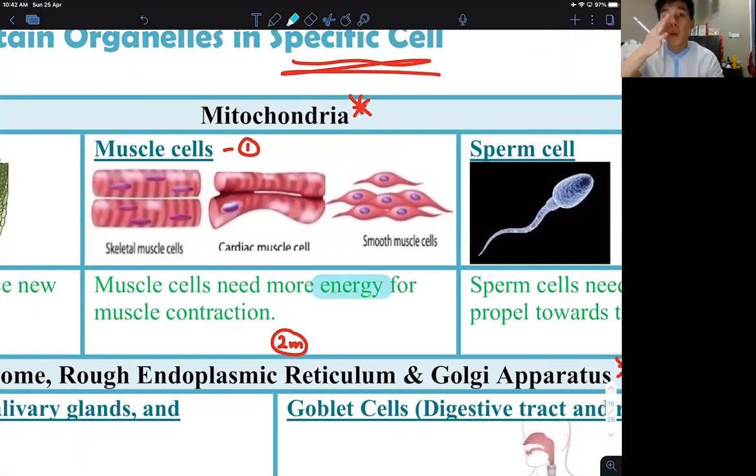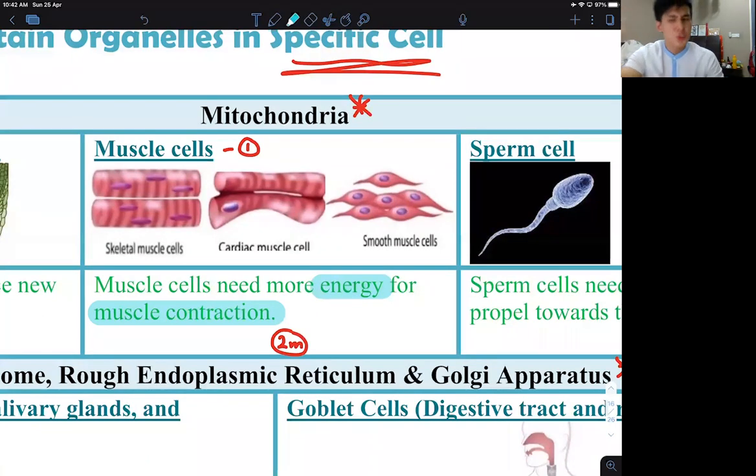So what is the energy for? Muscle needs energy for muscle contraction. Or you can say for the muscle to contract and relax. We have 3 kinds of muscles here. Later, I will show you how to differentiate these 3 kinds of muscles. Now we remember the organelles first.